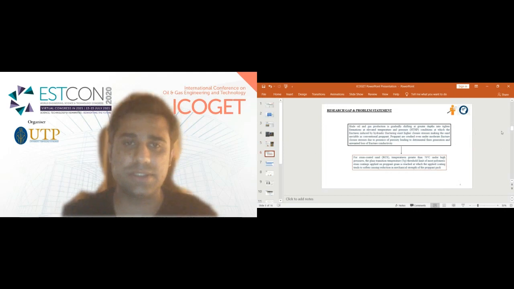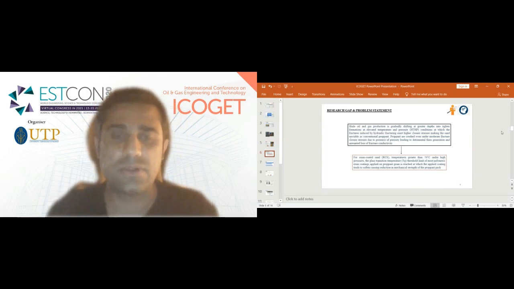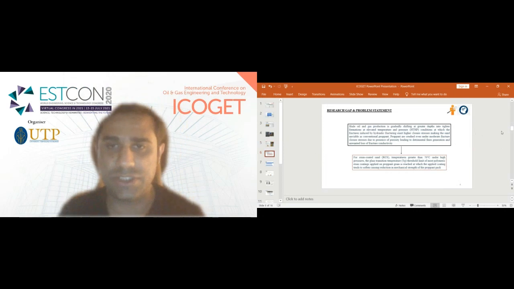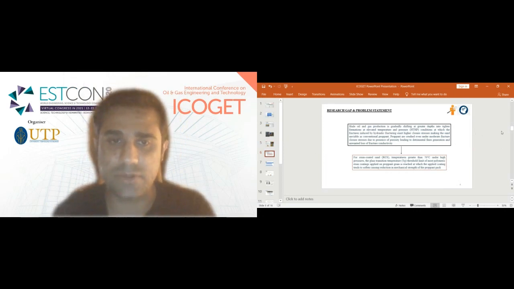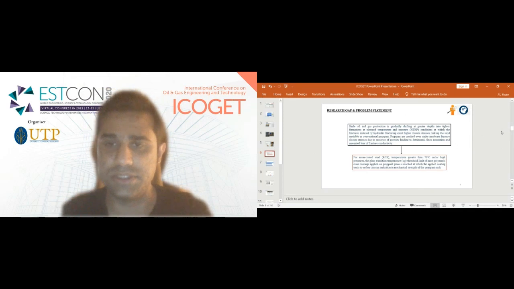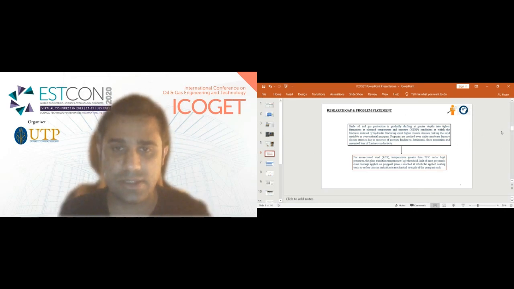Now coming to the research gap and problem statement, as already stated, shale production is gradually shifting to greater depths into tighter formations at elevated temperature and pressure conditions, at which the fractures induced by hydraulic fracturing exert high closure stresses, making sand unviable as a conventional propellant. Propellant sand is crushed. That leads to detrimental fines generation and unwanted loss of fracture conductivity, which means that the fines choke the propellant pack.